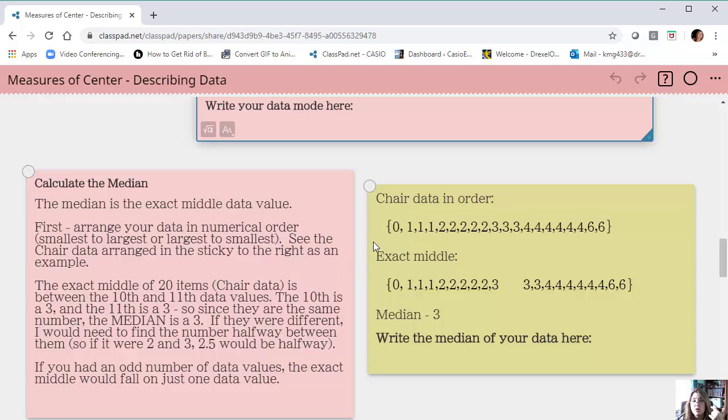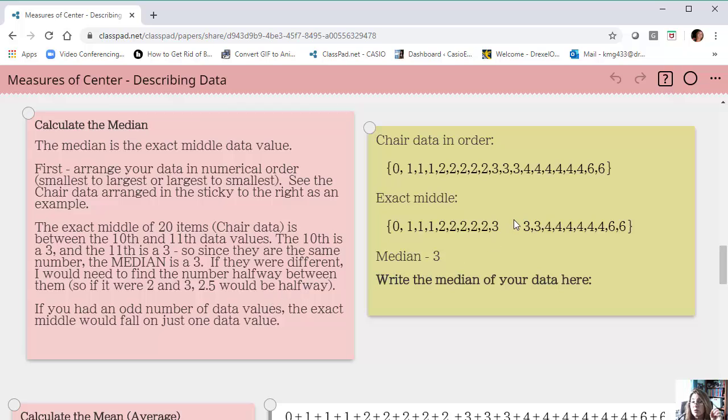Same thing with median. I talk about how median is the exact middle data point, and so they need to arrange their data in order, least to greatest, or greatest to least. So I show with the chair data how to do that, and then I talk about how the exact middle is half and half. I happen to have my middle be the same number, so that becomes my median of 3. But I do talk about if it's an odd number, there's one single number in the middle. If it's two different numbers in the middle for an even number of data, they have to find the halfway point, that type of thing. So then they go and try it with their own data.